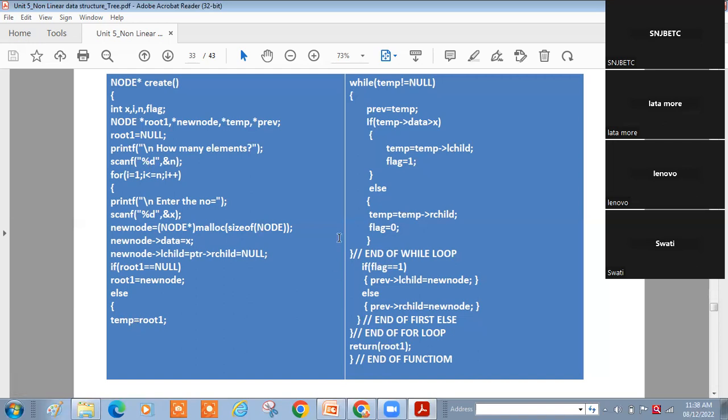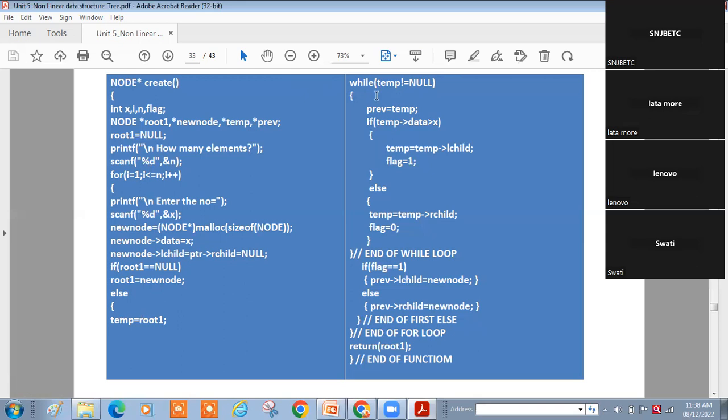Now this is nothing but the same as recursion. Recursion means calling the same function repeatedly. So you have to do it on the left hand side and on the right hand side. For that I have represented a temporary variable or temporary pointer. So when your temporary is equal to null, initially you have to create the first node. After creating the first node, we have to check whether it is equal to null or not.